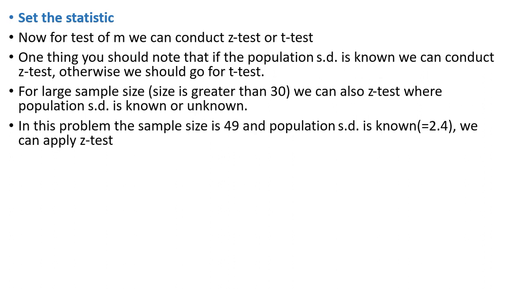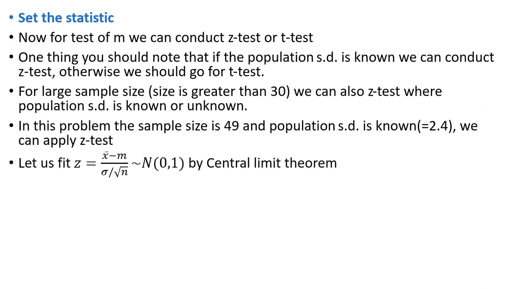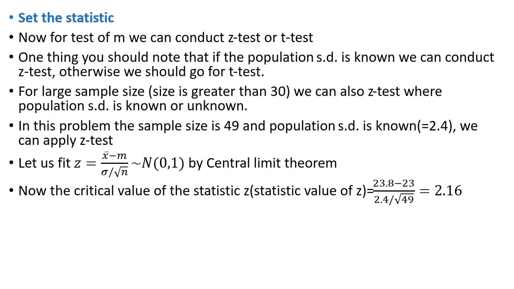Okay, in this problem, the sample size is 49. Fair enough, it is greater than 30. It doesn't matter whether the population standard deviation is known or unknown, but still the population standard deviation is known in this problem. So we can easily apply the Z test. Let us fit Z equal to x bar minus m divided by sigma by root n, the old formula. By the central limit theorem, this will be a standard normal distribution. Now just put the values of x bar, m, sigma and root n. We will have the Z statistic value 2.16, and that Z is called the test statistic.